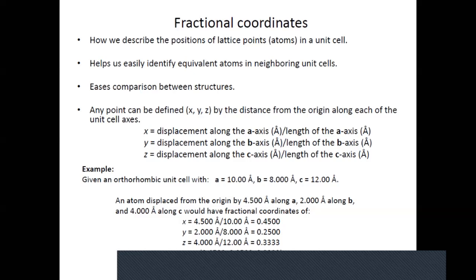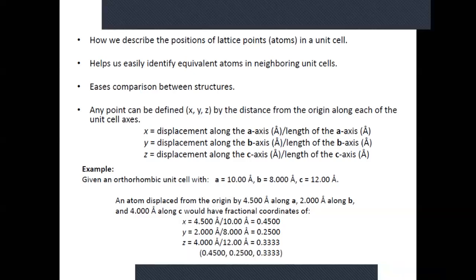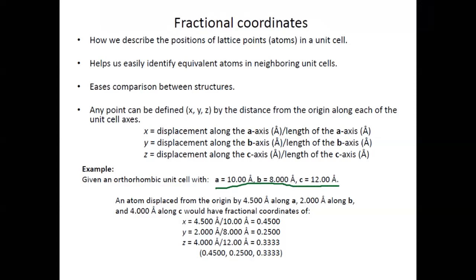Now don't worry when we look at solving crystal structures. This is all done automated. So you don't have to sit there and for every atom calculate the fractional coordinates. But it's just to give you an idea of how those coordinates are generated. So here we have an orthorhombic unit cell, and it gives us the A, B, and C axes. It says we have an atom that displaces from the origin by 4.5 angstroms, 2 angstroms, and 4 angstroms along the respective axes. What are the fractional coordinates?